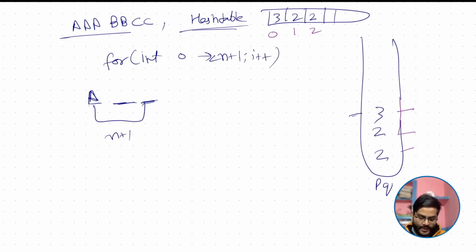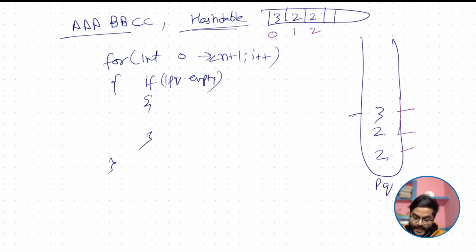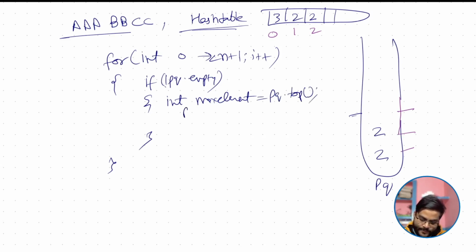Now what I will do, inside this I will check if my priority queue is not empty. If my priority queue is not empty, then I will pop this out. So let's take it in the max element. It will store the top element, and I will pop this out.